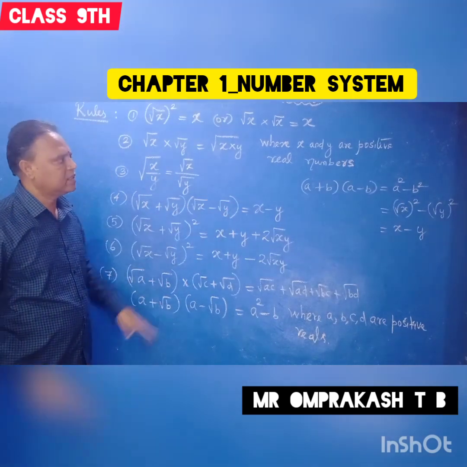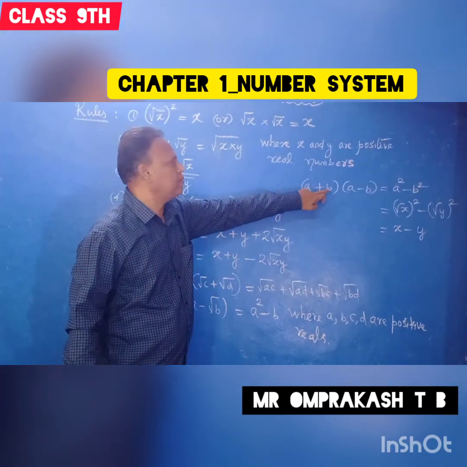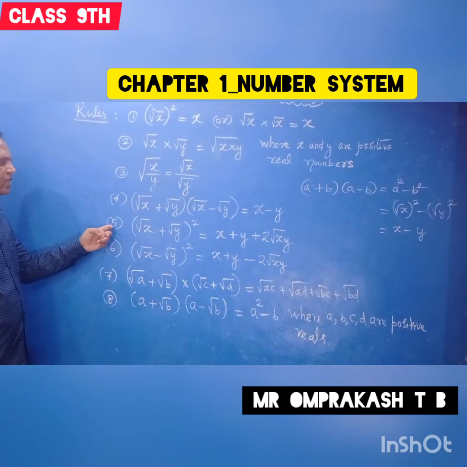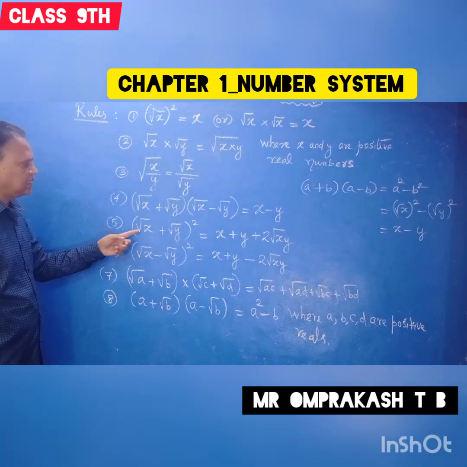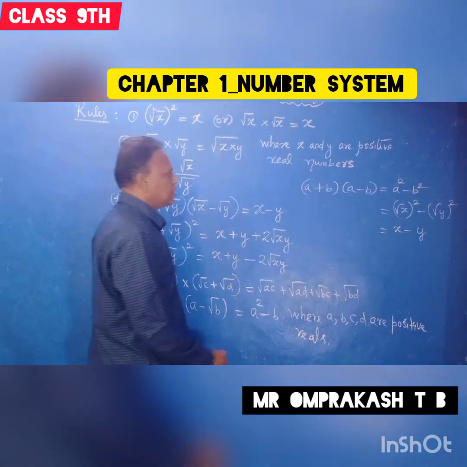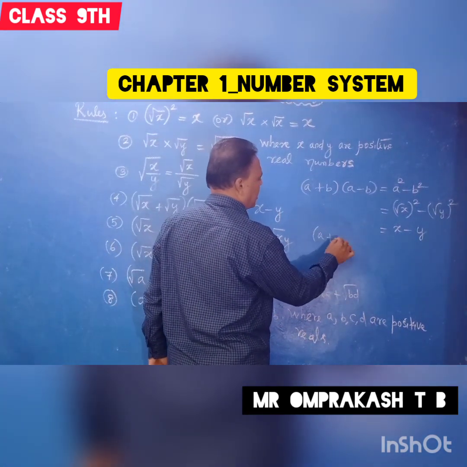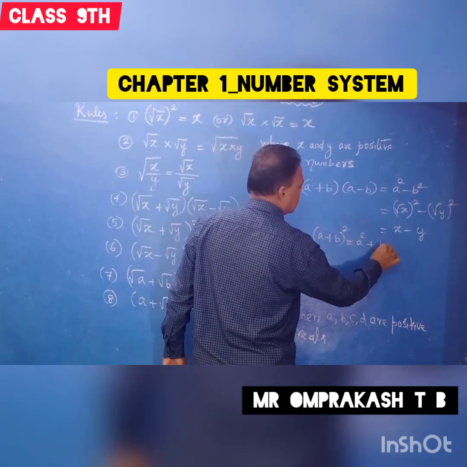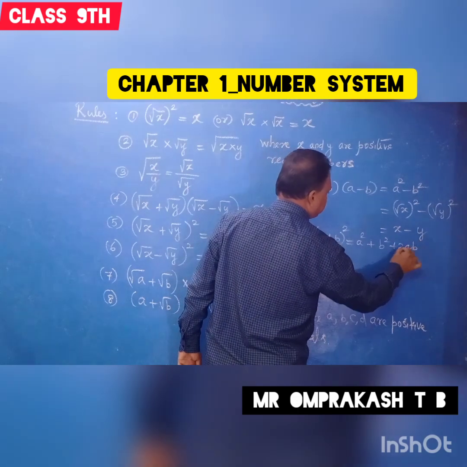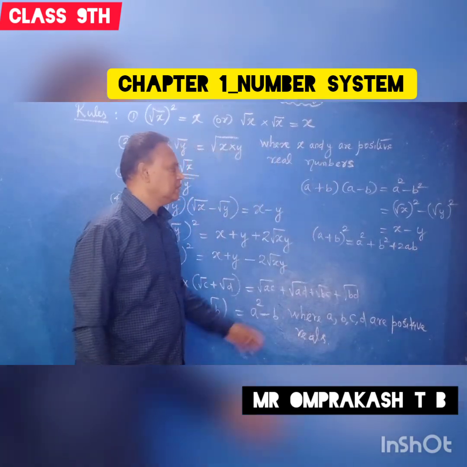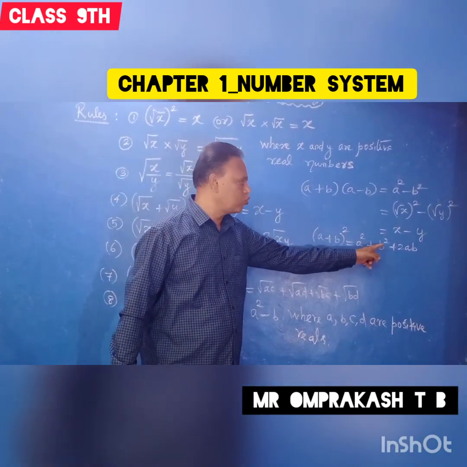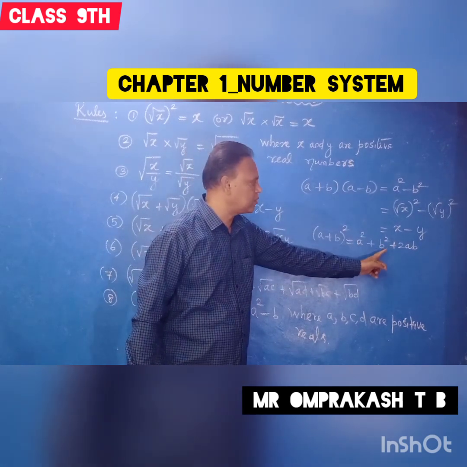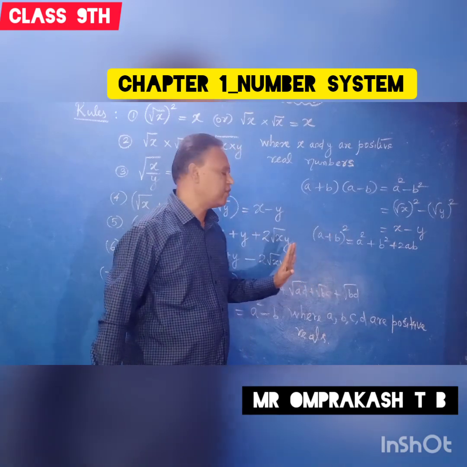Understand? In place of a, root x, in place of b, root y you put, you will get. Same way, root x plus root y is the a plus b whole square formula, you know. What is a plus b whole square? a squared plus b squared plus 2ab. Or a plus b whole square is a squared plus 2ab plus b squared, you can write like this also, for our convenience.